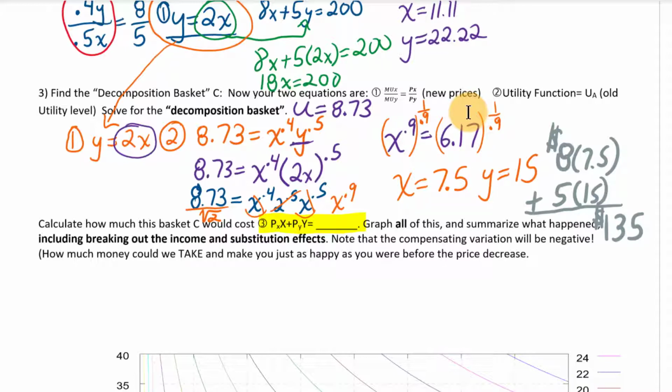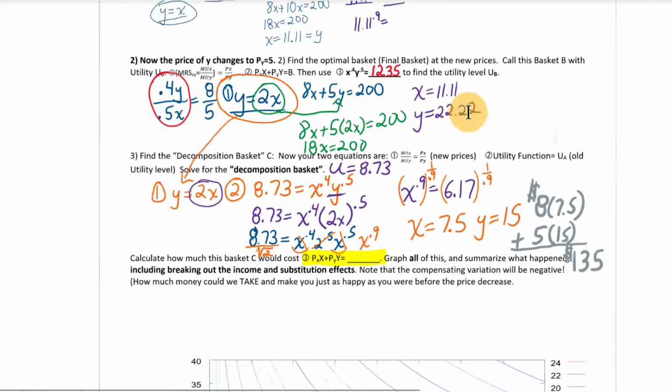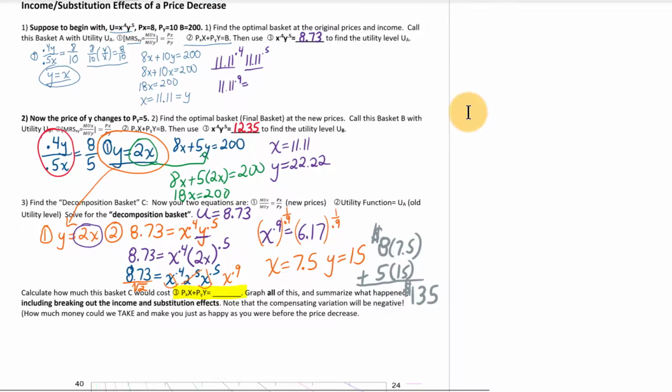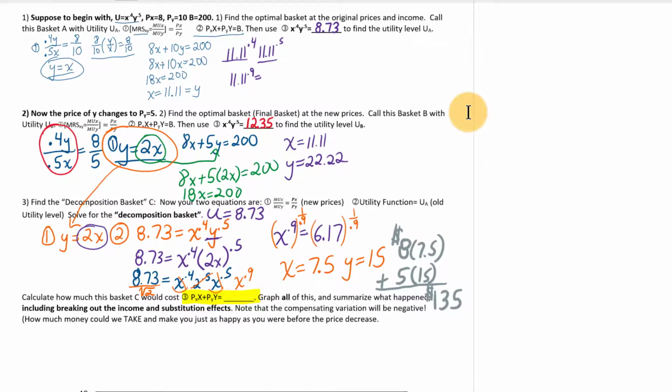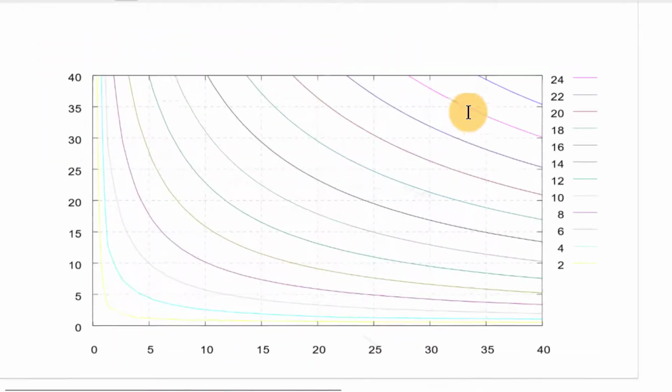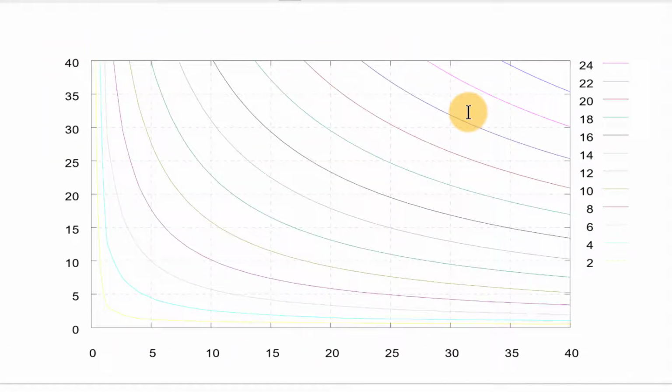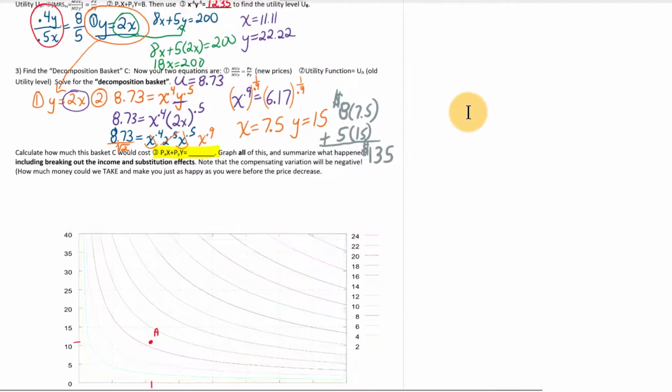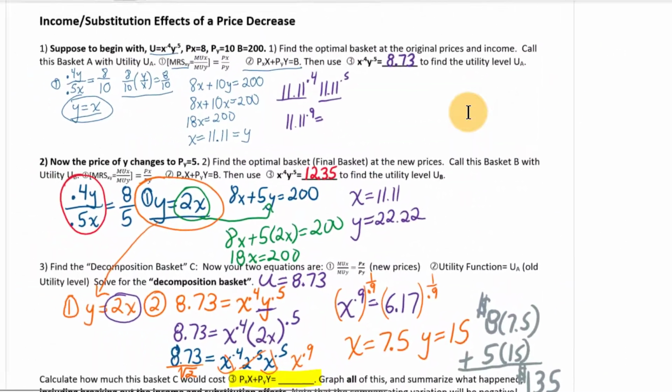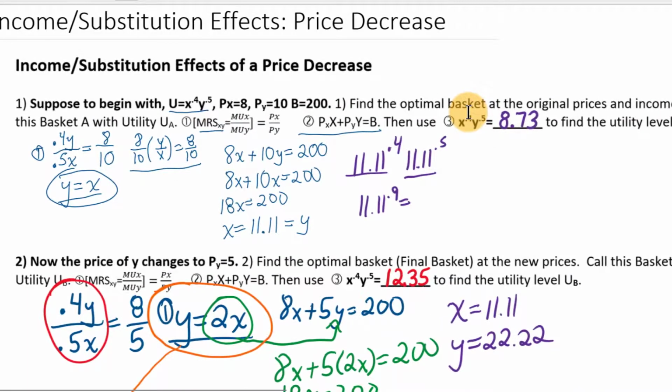So let's graph all of this and then sum it all up, wrap it all up in a bow. So our first solution was 11 X's and 11 Y's. All right, let me just do that in red so it's really easy to see. 11.11 X and 11.11 Y's. We can call that solution A. Let's graph that budget line. So that budget line was $200, price of X 8, price of Y 10.